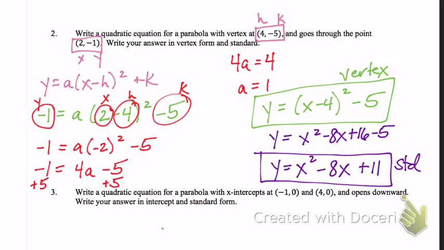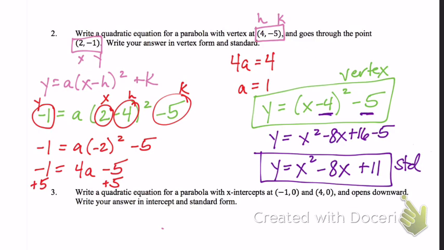Okay, so you have a vertex at 4, negative 5, and then a point at 2, negative 1. So I plugged in to vertex form for X, Y, H, and K. And then you can see I solved for my A value. My A value was 1. So then I take that A value and I just plug it into vertex form. But you're only keeping the numbers for H and K. You want to keep the variables X and Y.